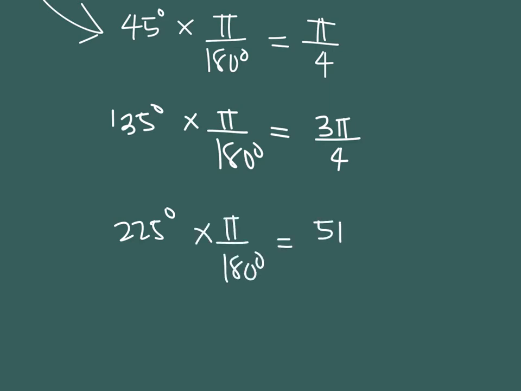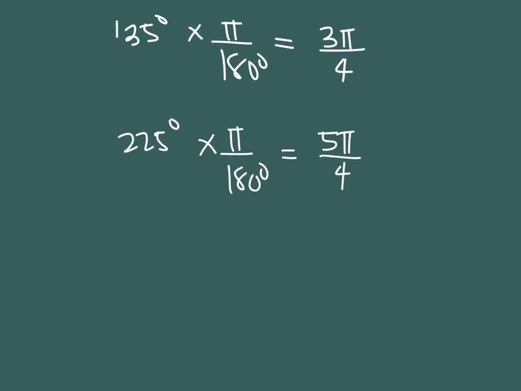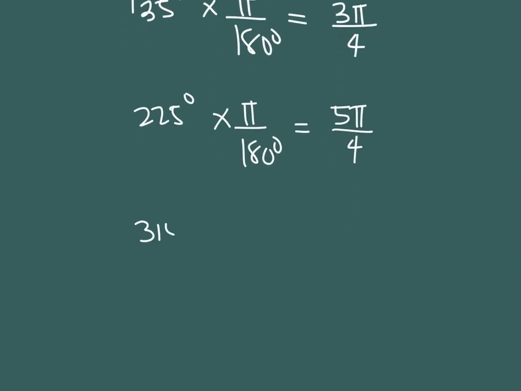5 pi over 4, because there are 5 in the 225 and 4 in the 180. And the last angle is 315, times pi over 180, and this is equal to 7 pi over 4. You can also get the angles by counting using the pi over 4.